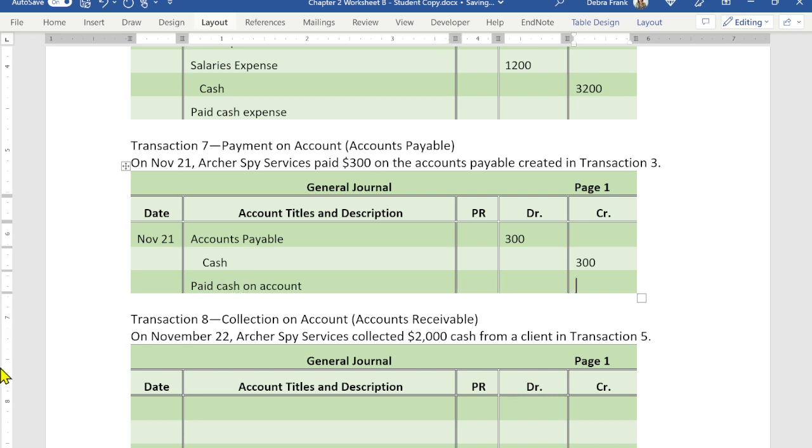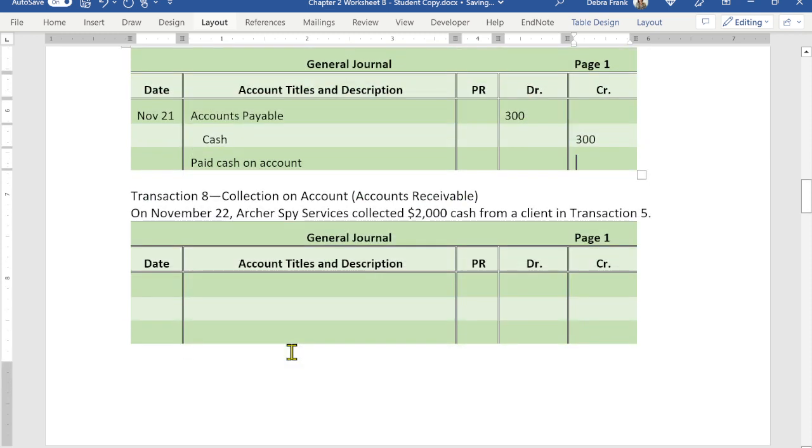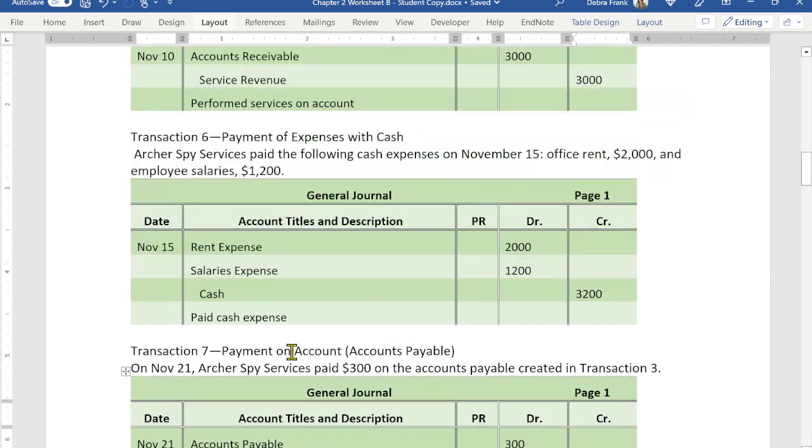Or maybe paid cash on account. All right, one more, and then we'll pause this video and make that part one. So collection on account, accounts receivable. Oh, okay. So now they were nice. They told us what account it was, but we're going to go look at transaction 5. So we'll figure that out. So Archer Spy Services collected 2,000 cash from a client in transaction 5. So let's go back up to transaction 5.